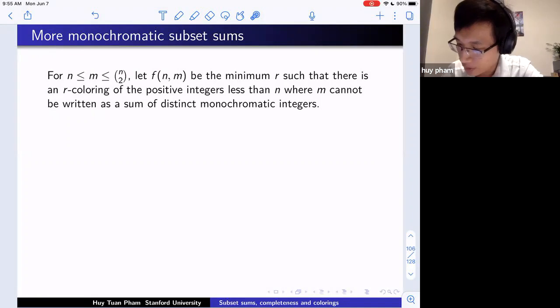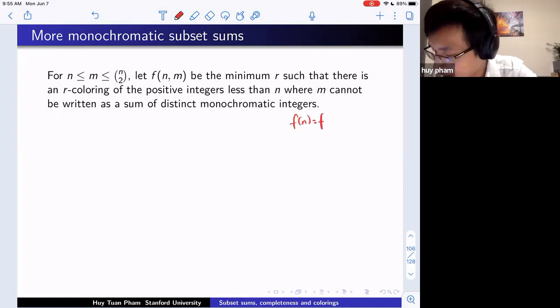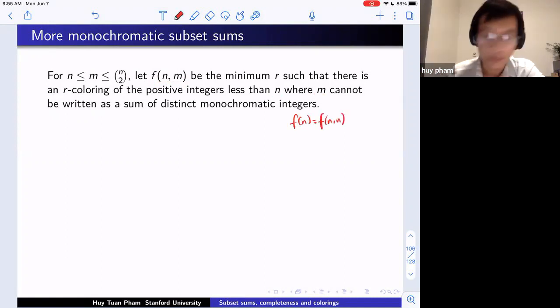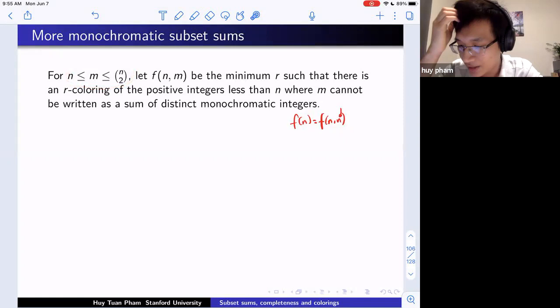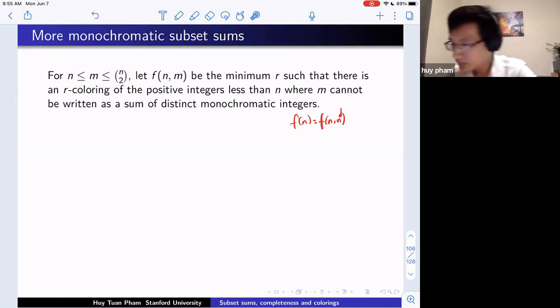We also have a generalization of our previous result. Let f of n and m be the minimum number of colors R, so that if we color the positive integers up to n, we can avoid m as a monochromatic sum. This just means that our previous f of n is simply f of n and n. But we don't have to fix the number that we avoid to be equal to n. We can choose it to be any number m in a reasonable range. It's only interesting when m is at least n and at most n choose 2.